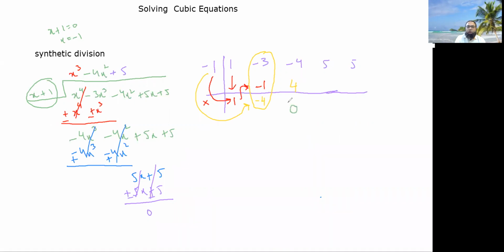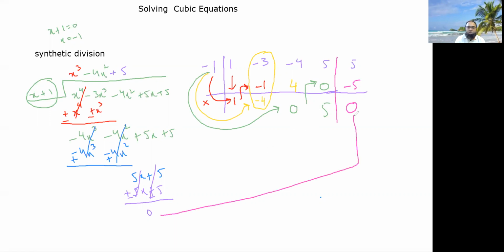Okay. Now we shall repeat the same process. This minus 1 will be multiplied with this 0 and the result will be written here. So minus 1 into 0 is going to be 0. And then you sum them up. The sum is 5. And again, you multiply this minus 1 with this 5 and you get a minus 5. Okay. Now the last sum should be 0 because this last sum refers to this 0 over here.